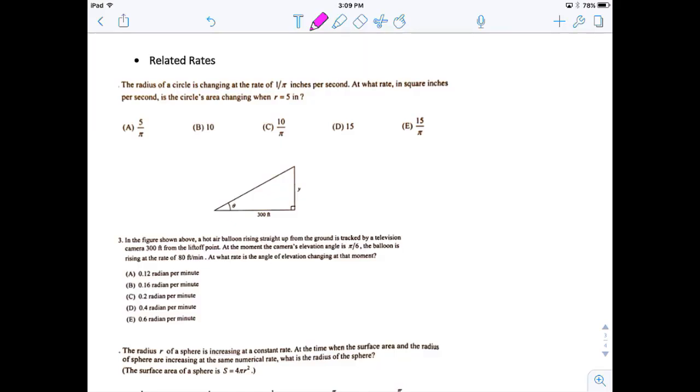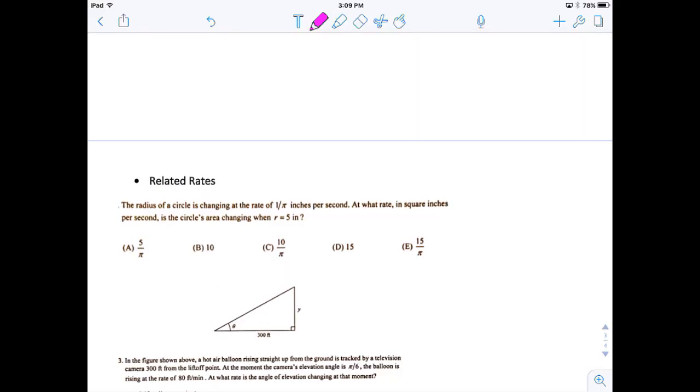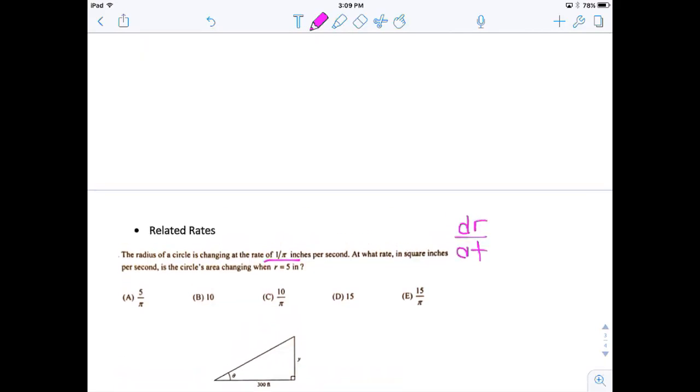So let's see what we have. Radius of a circle is changing at this rate. So dr dt, I'm going to say r is radius, is 1/pi inches per second. It doesn't tell me whether that's increasing or decreasing, but since it's positive, I'm going to assume that this is increasing, okay? So that's something important to know. At what rate is the circle's area changing? So I want dA dt when r is 5. And this only happens at a particular moment in time, so we're going to have to be careful with when we sub that in, right?